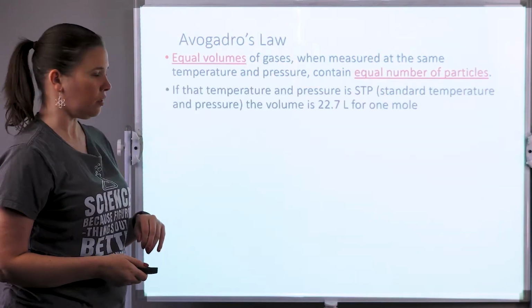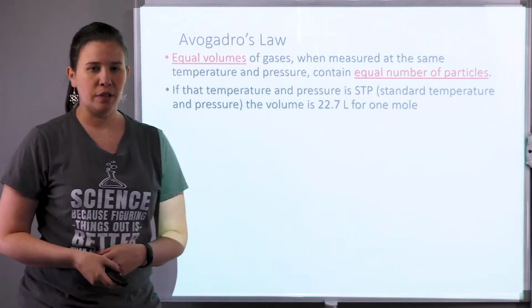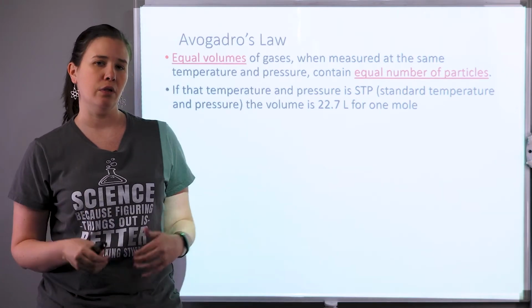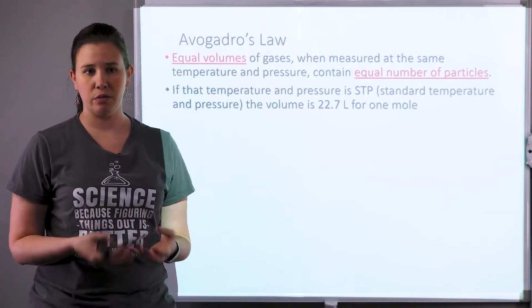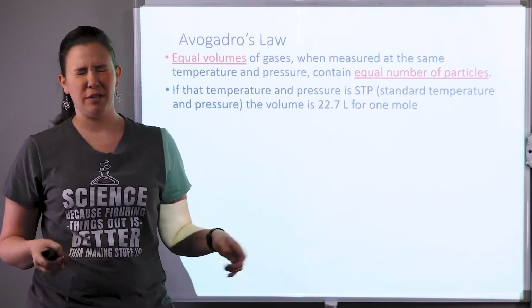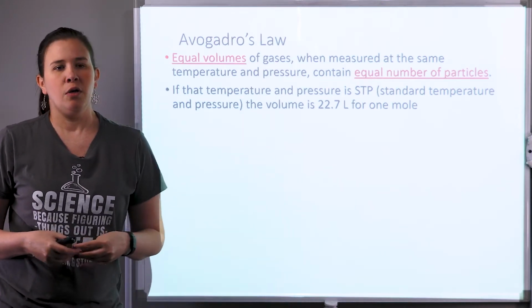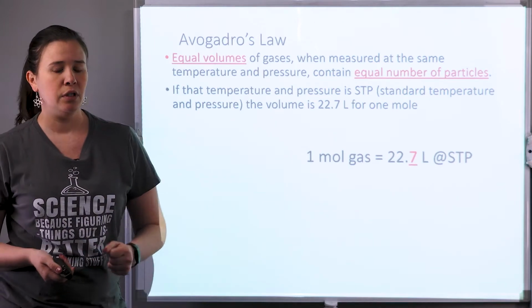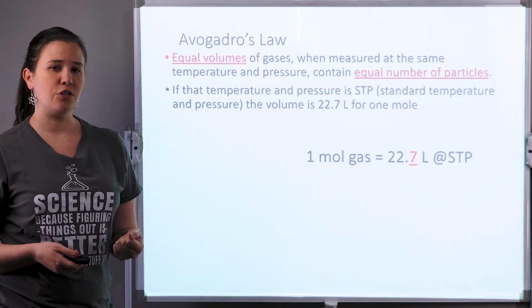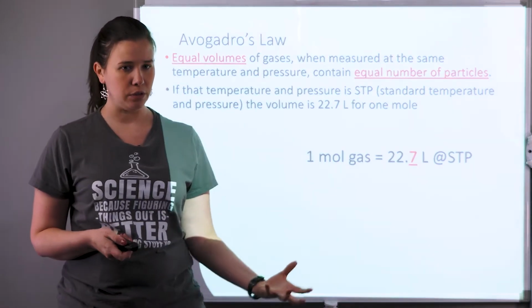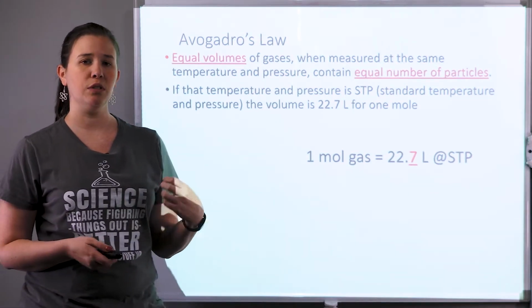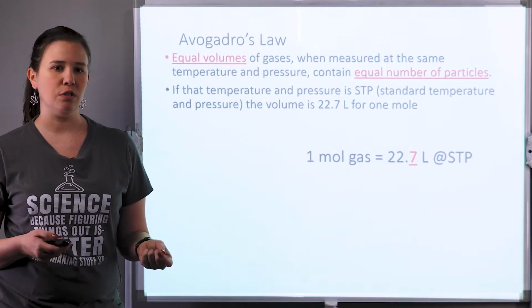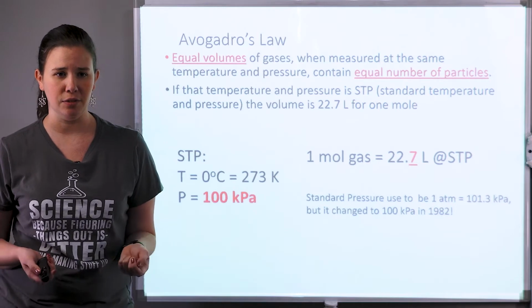Avogadro's Law. Now let's put a little bit of number to it. We have a standard temperature and pressure, which we learned in honors was 1 atmosphere and 0 degrees Celsius, so 273 Kelvin. Well, that was actually not entirely truthful. As it turns out, 1 mole of gas should not be 22.4 liters per mole, but actually 22.7 liters per mole. And that's because the definition for standard pressure actually changed in 1982.